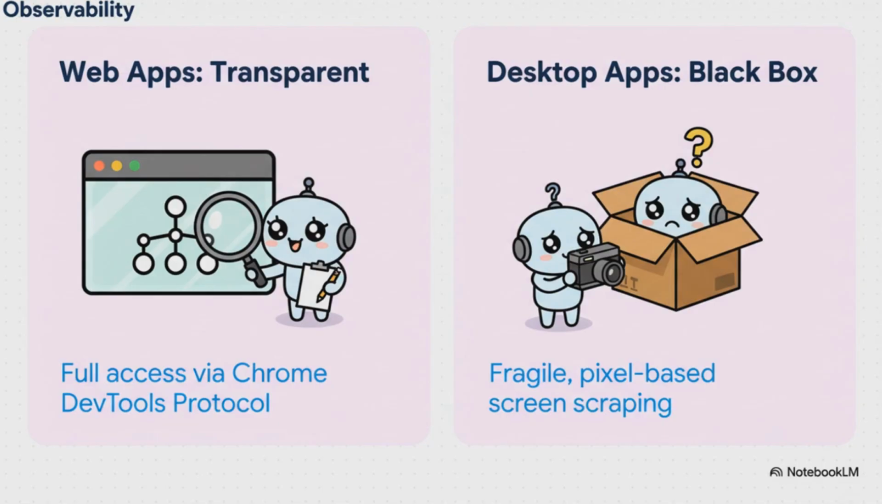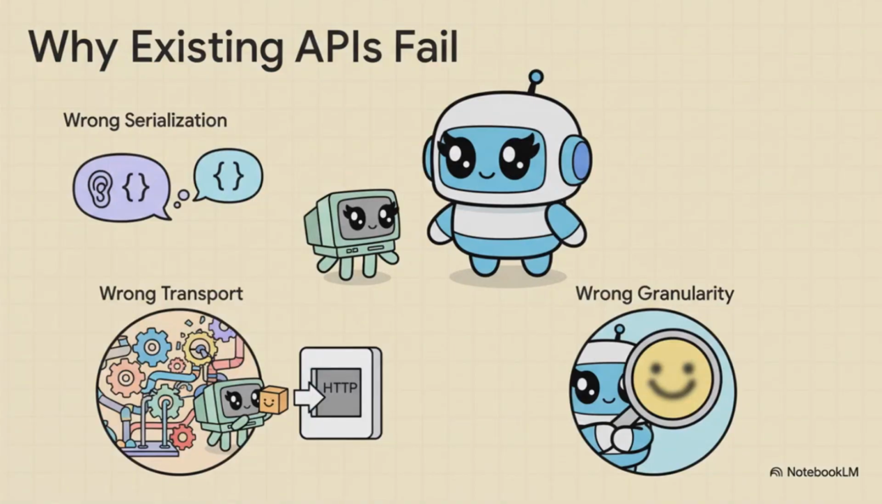Our best tools are often these fragile, pixel-based screen scrapers. It's not great. And let's be really clear here. Accessibility APIs are not the answer. They were designed for a totally different purpose, to help screen readers. For the kind of deep analysis and automation that modern tools need, their serialization format is wrong, their transport layer is clunky, and the level of detail they provide is just not good enough.